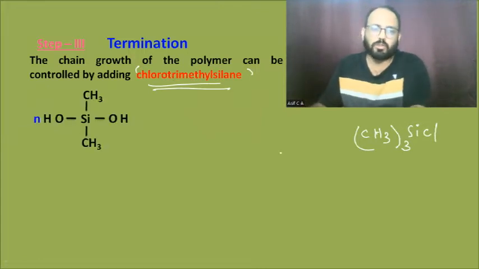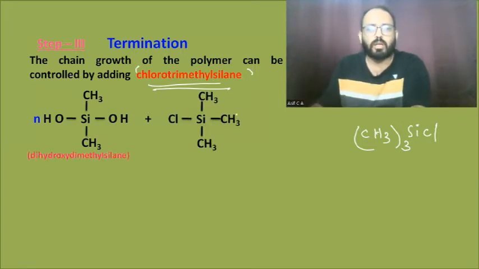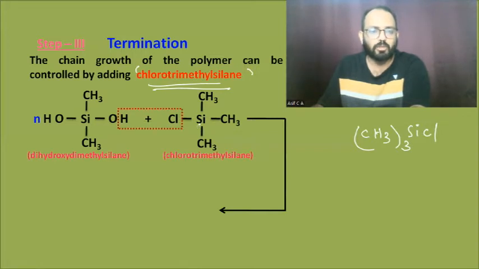Now let us see what is going to happen. This is what your dichloro, your dimethyl dihydroxy dimethylsilane hydrolysis அப்புறம் நமக்கு கிடைச்சது. அது கூட நான் என்ன பண்ண போறேன்னா I'm going to add chlorotrimethylsilane. Now what is going to happen? Again the polymerization is going to happen. HCl will be eliminated here. Your HCl will be eliminated.